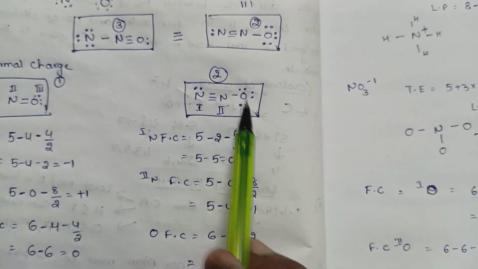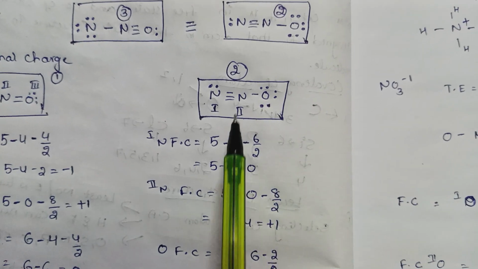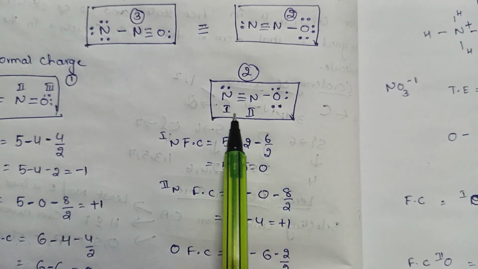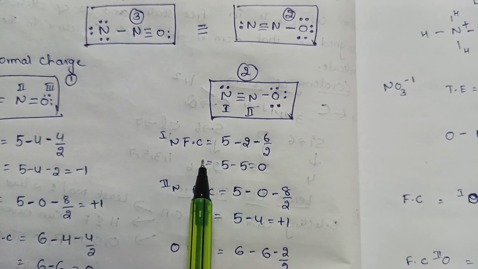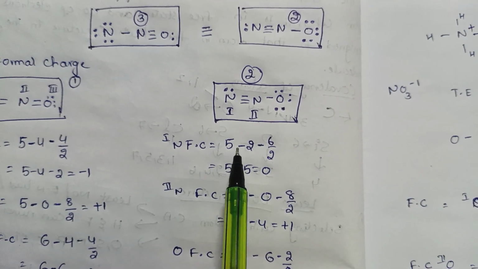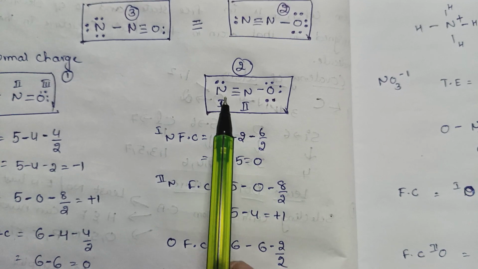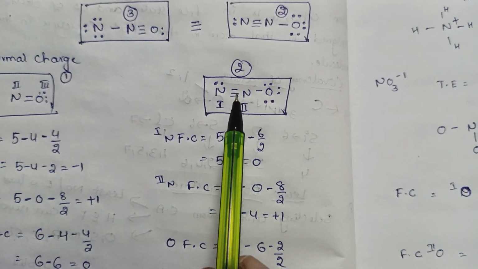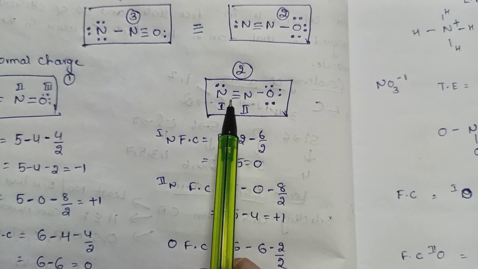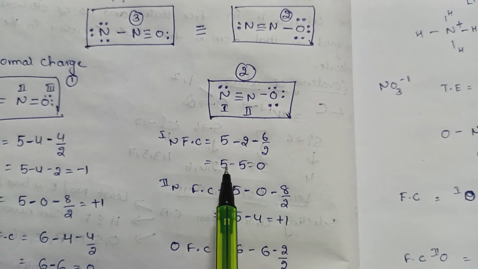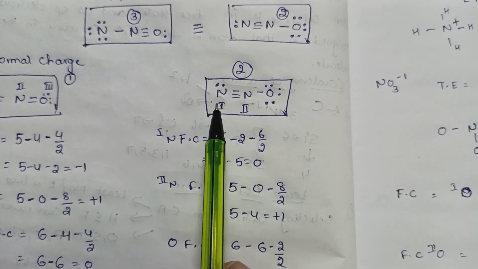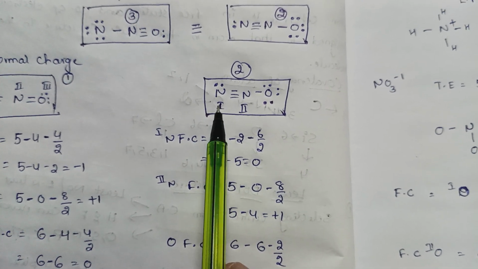For this molecule, formal charge for nitrogen, the first nitrogen atom. How many valence electrons are present in the free state? 5. Total number of lone pairs? 2. Minus how many bond pairs? 6, divided by 2. 5 minus 5 equals 0. 0 is the formal charge for the first nitrogen atom.